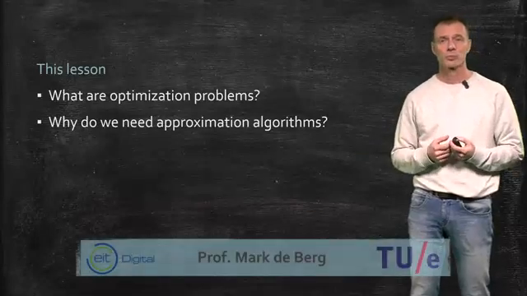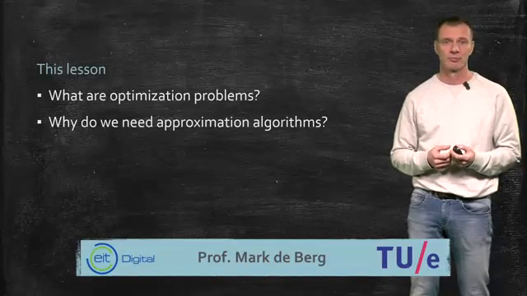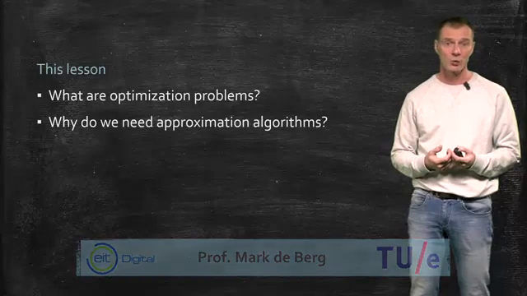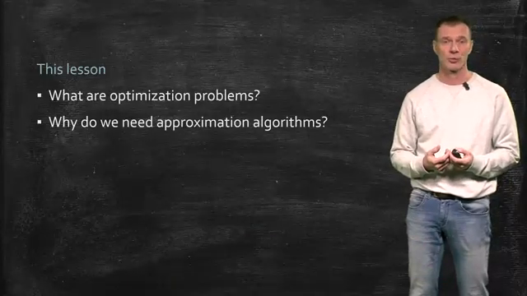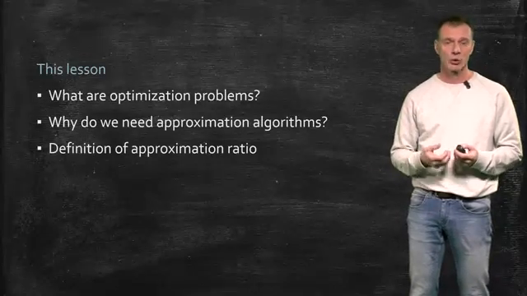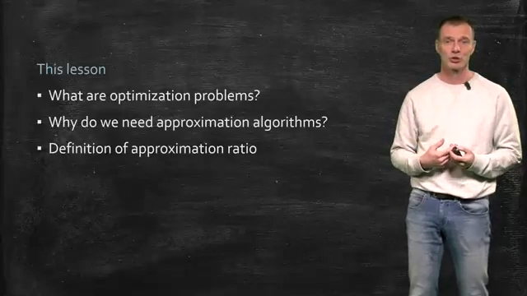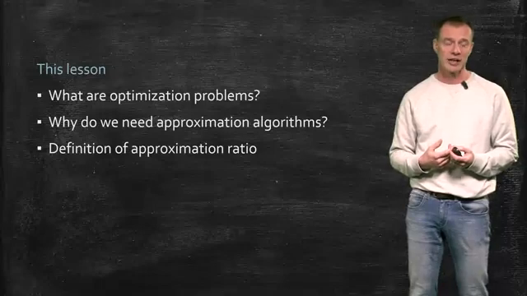In our first lesson on approximation algorithms, we're going to discuss some of the basic concepts. In particular, what is an optimization problem and why do we actually need approximation algorithms to solve optimization problems. Then we're going to formally define what a rho-approximation is, and this rho is the approximation ratio, which will be a very important concept in the analysis of approximation algorithms.